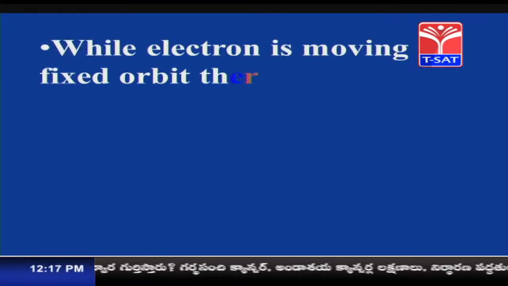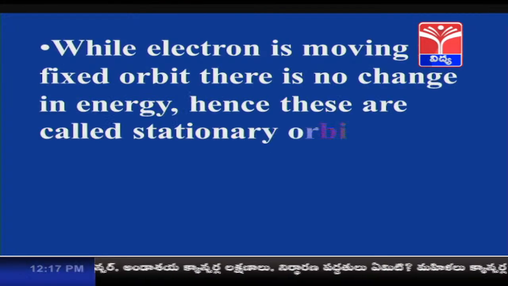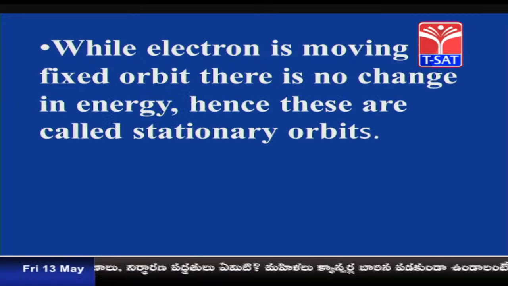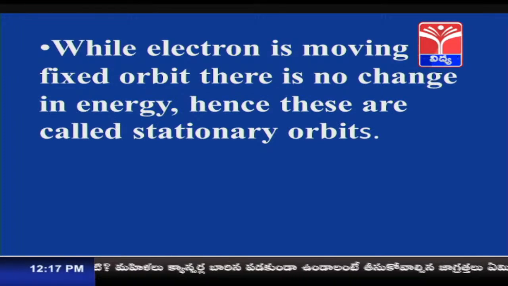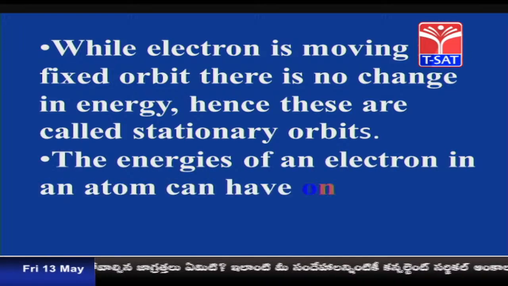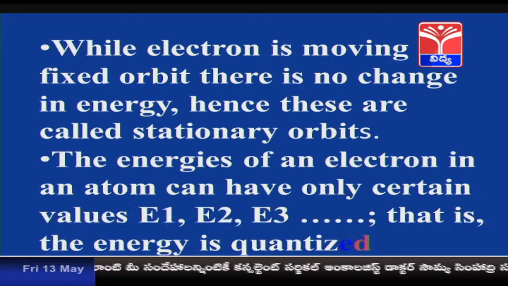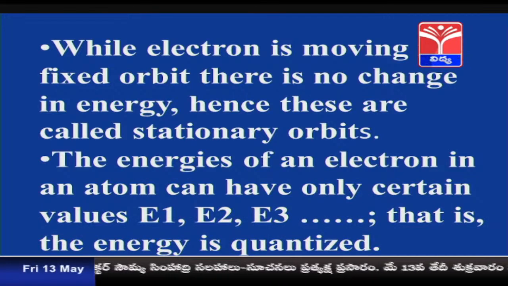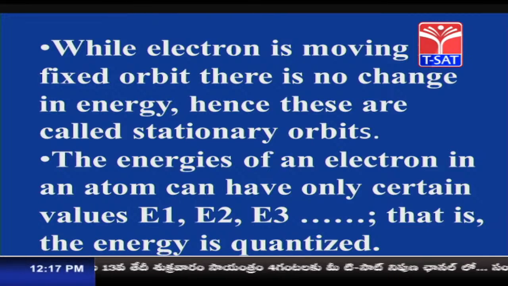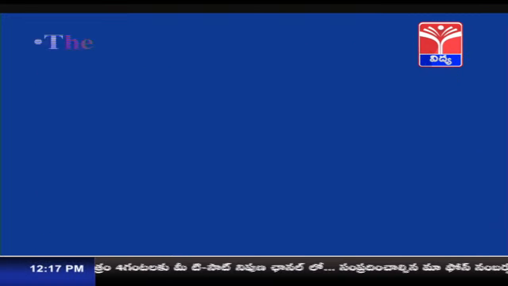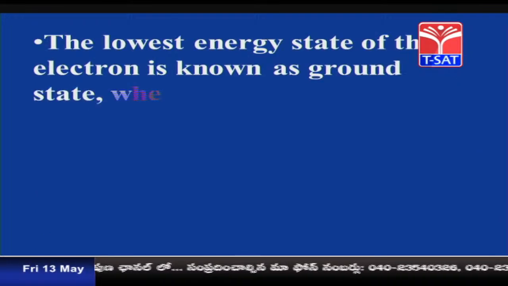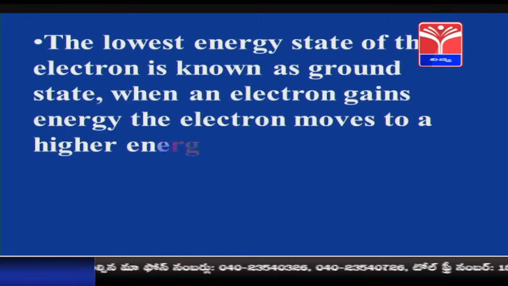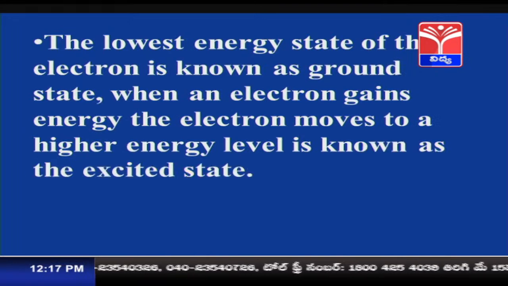While an electron is moving in a fixed orbit, there is no change in the energy. Hence, these orbits are called stationary orbits. The energies of an electron in an atom can have only certain values like E1, E2, E3 and so on. That is, the energy is quantized. The lowest energy state of the electron is known as the ground state.